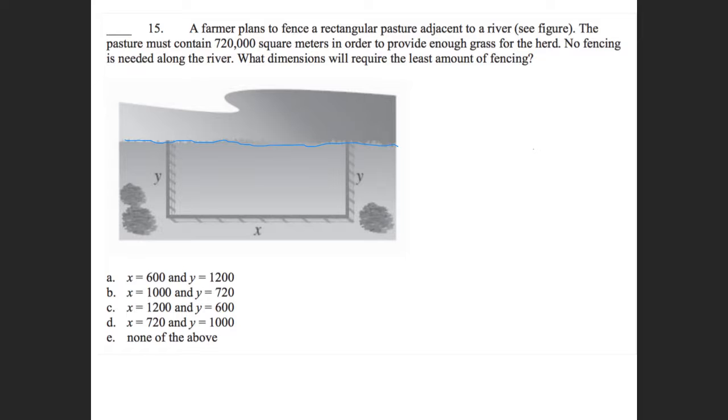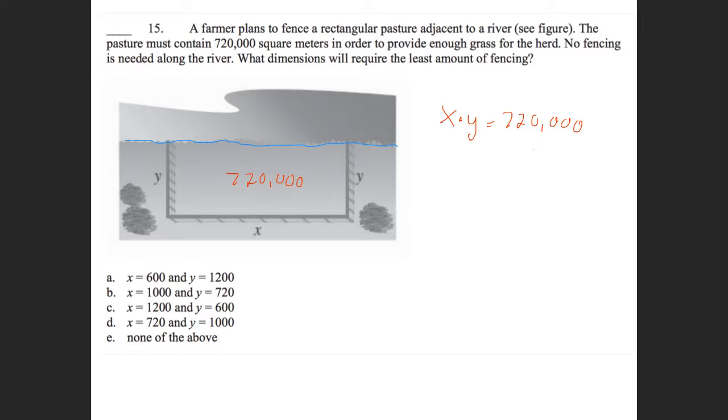All right, let's take a look at this. The first thing I do is always ask myself, what did they give me? Why did they give it to me? They gave me that this is going to hold 720,000 square meters, so I'm just going to write that down. How do you find the area of a rectangle? Isn't it just x times y is equal to 720,000?